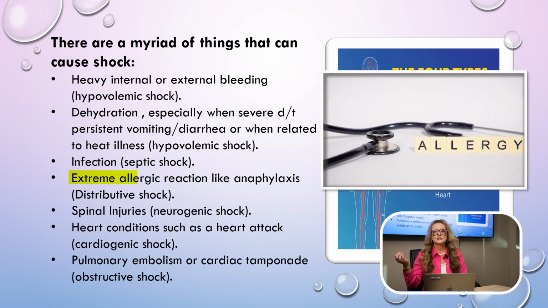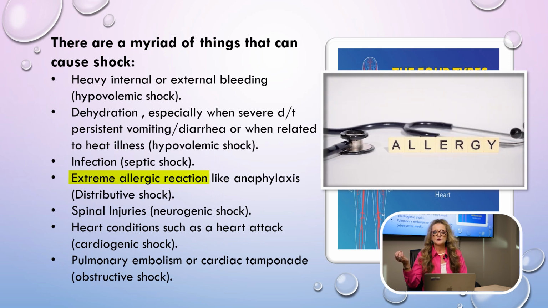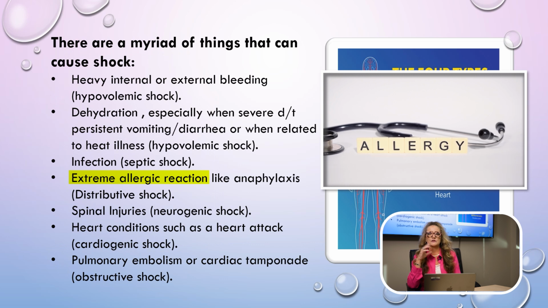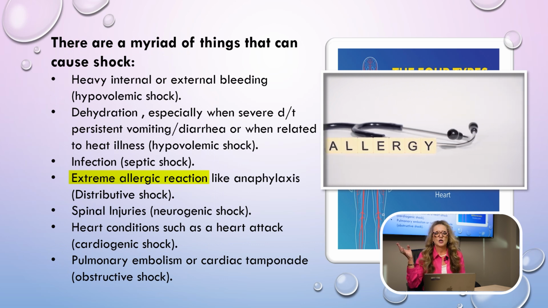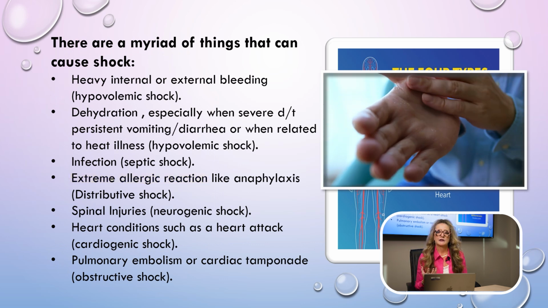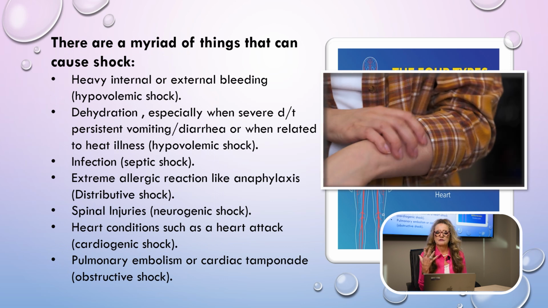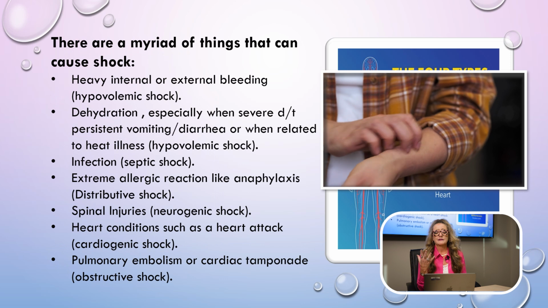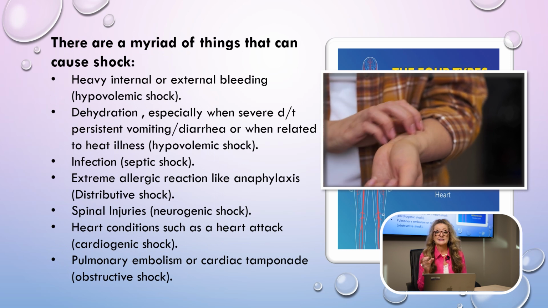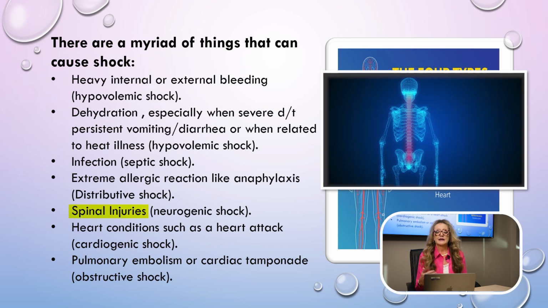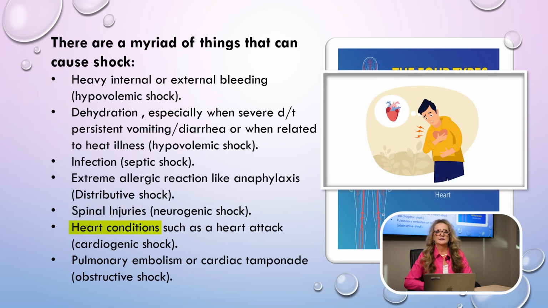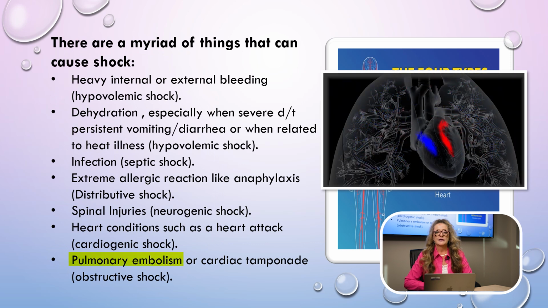An extreme allergic reaction, that can really lead to a distributive shock. So what do I mean by an extreme allergic reaction? I'm talking about anaphylaxis. And again, that can do something with those vessels to make them flaccid. Another thing that can make your vessels flaccid is a spinal cord injury. That's neurogenic shock as well. Heart conditions such as a heart attack would be cardiogenic shock. And then a pulmonary embolism, like I said earlier, can be a form of obstructive shock.